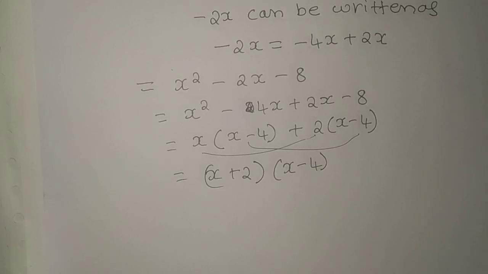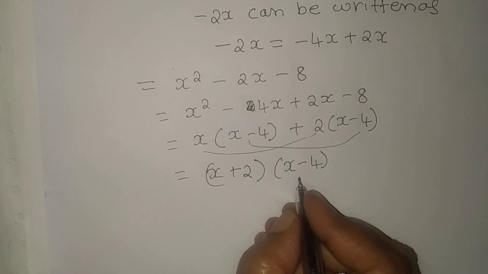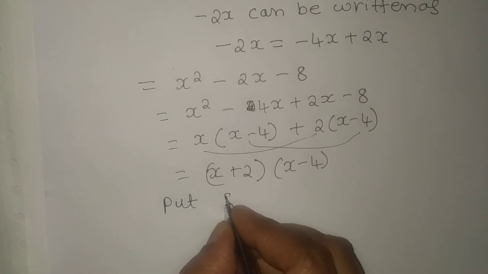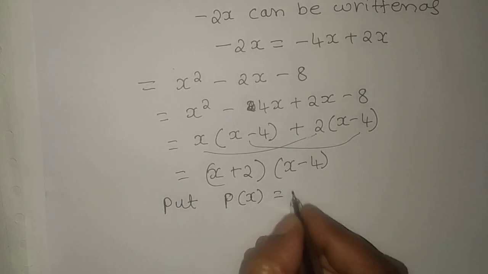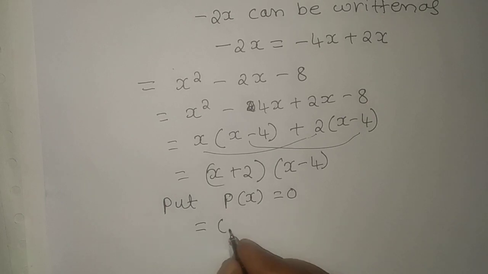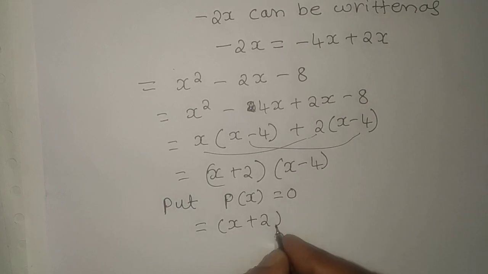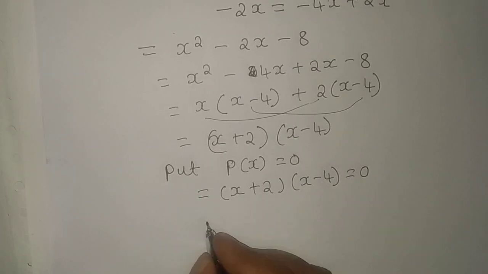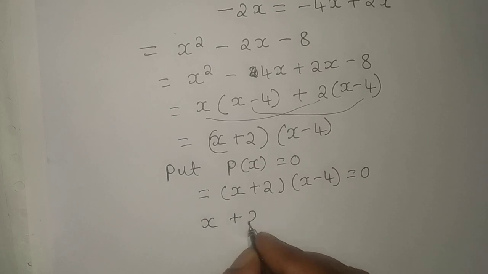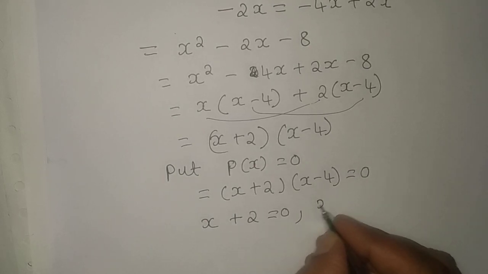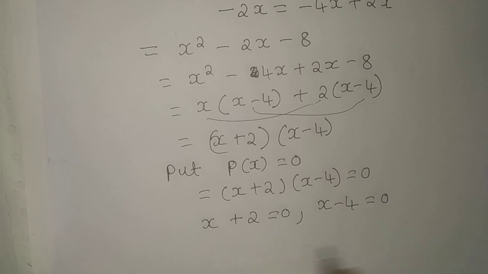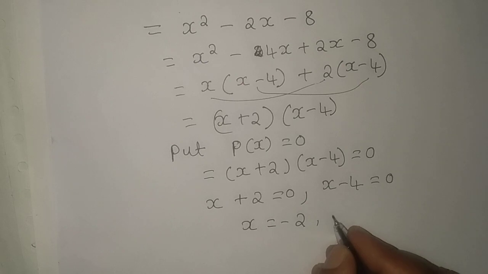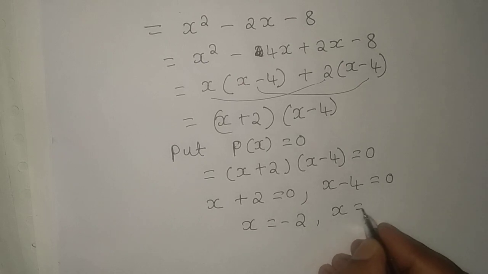Now equate it to 0. Put p of x is equal to 0. Now x plus 2 and x minus 4 is equal to 0. We can write this as x plus 2 is equal to 0 and x minus 4 is equal to 0. Now x will be equal to minus 2 and x is equal to 4.